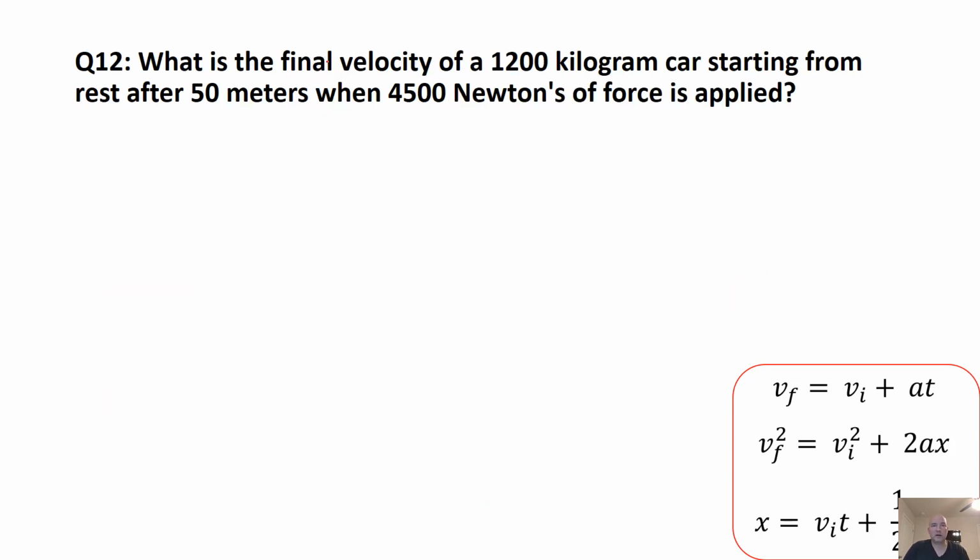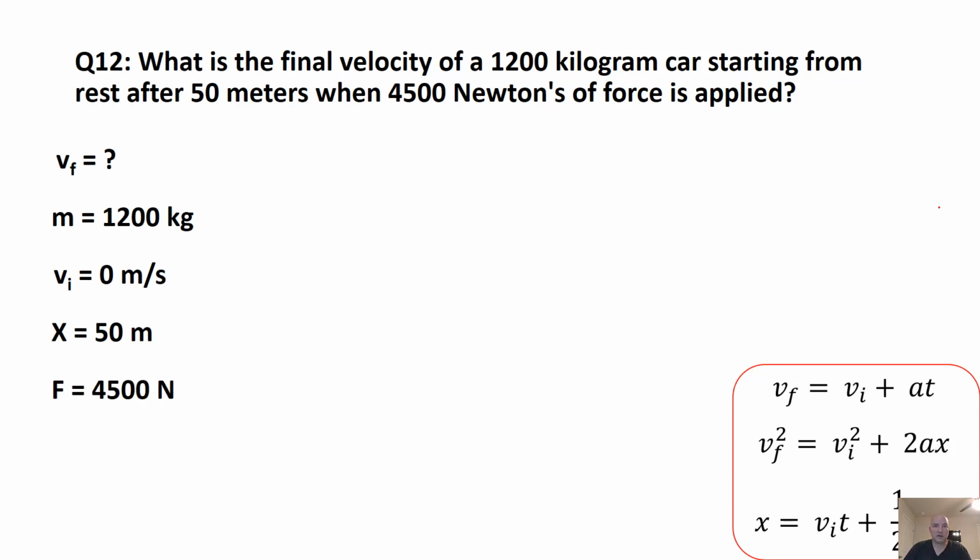Next problem, what's the final velocity of a 1,200 kilogram car starting from rest after 50 meters when 4,500 newtons of force is applied? So these are the givens. It's asking you for final velocity. They give you the mass, 1,200 kilograms. They give you initial velocity. It's going to start from rest. We're going 50 meters. We're allowed to go 50 meters. And they tell you a force of 4,500 newtons.